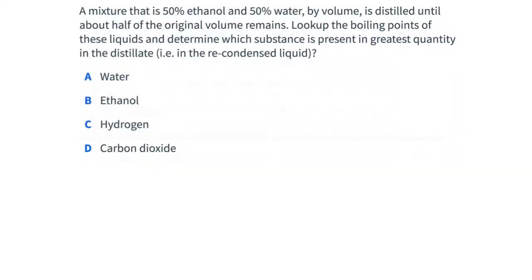Okay, so I just wanted to ask one question on distilling ethanol and water. A mixture that is 50% ethanol, 50% water by volume is distilled until about half of the original volume remains. It says look up the boiling points of these liquids, but we already have discussed those, so I don't think you need to actually look them up. Then, which substance is in greatest quantity in the distillate?